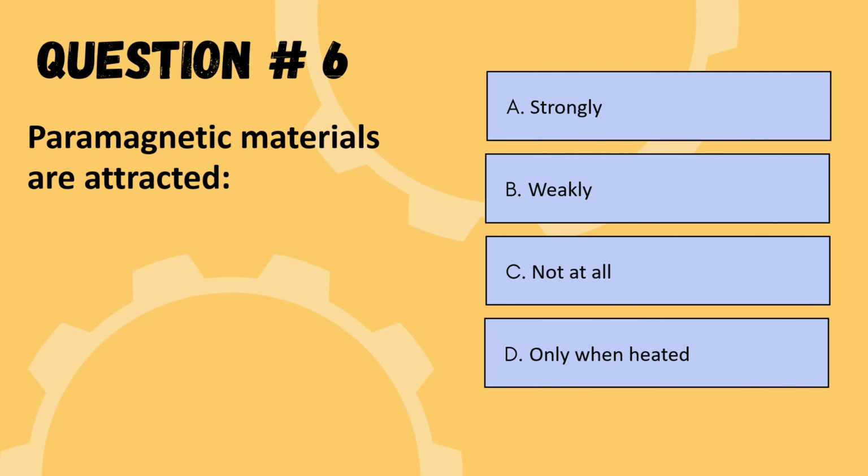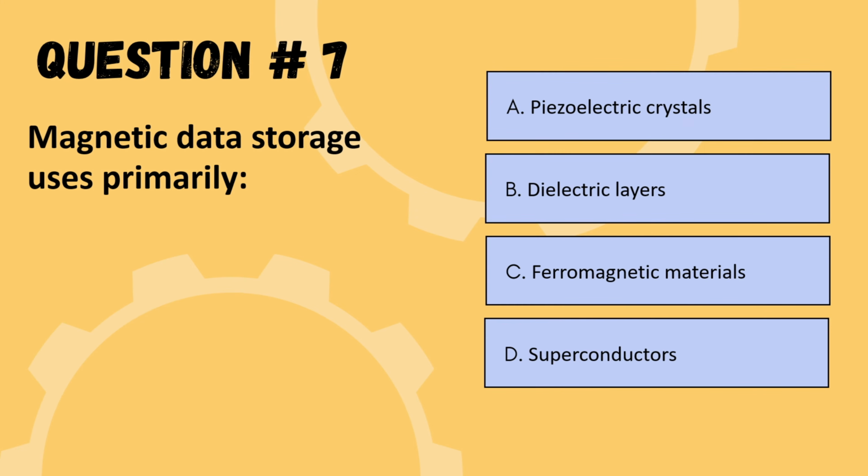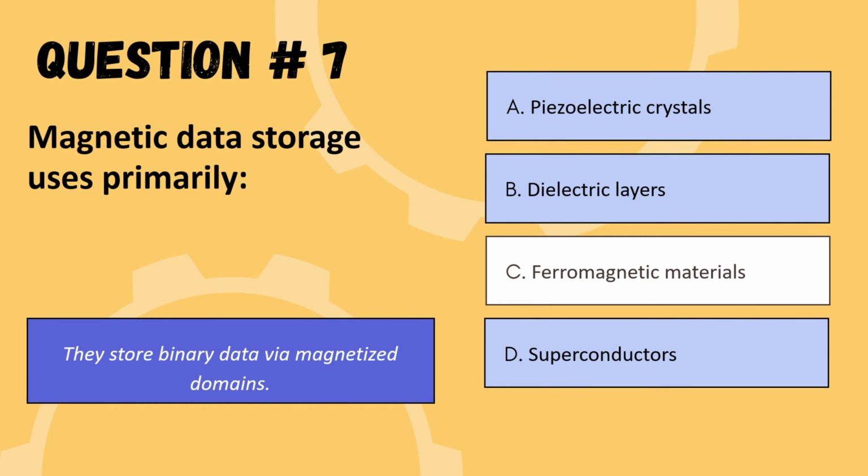Next question is: paramagnetic materials are attracted, options are strongly, weakly, not at all, or only when heated. So the correct option is option B, weakly. So we are moving to the next question. Next question is: magnetic data storage used primarily, piezoelectric crystal, dielectric layers, ferromagnetic materials, superconductors. So the correct option is option C, ferromagnetic materials. So we are moving to the next question.